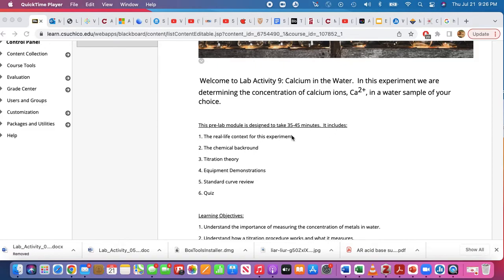So we're going to go over some real-life context for the experiments. We'll have the chemistry background. We will have titration theory. Titration is the procedure that they'll be doing in this lab. We'll have some video equipment demonstrations and a review of how to use a graph, a standard curve, to determine an unknown. And finally, we'll end with a quiz.